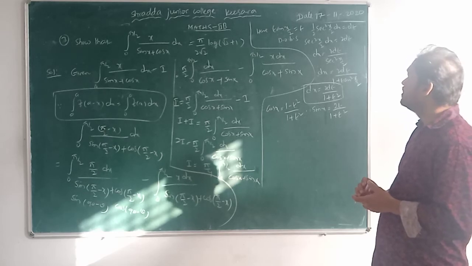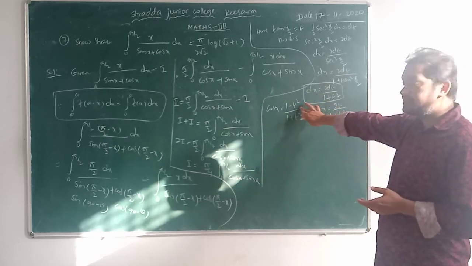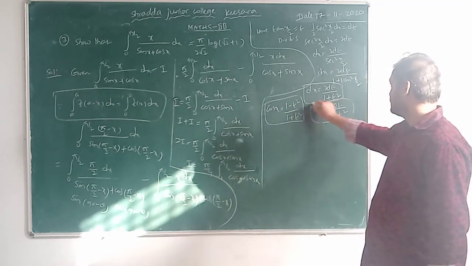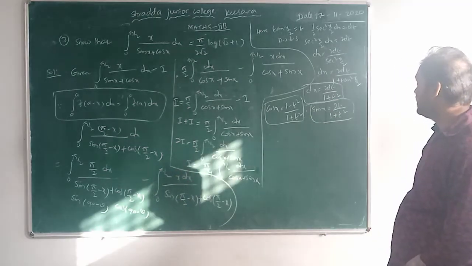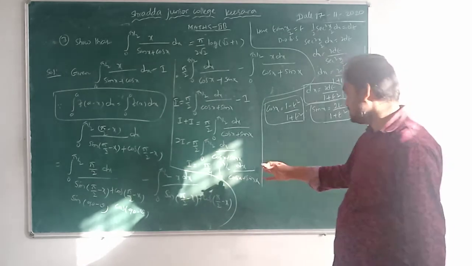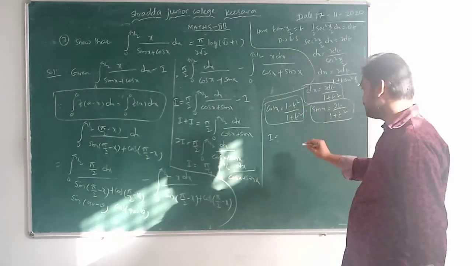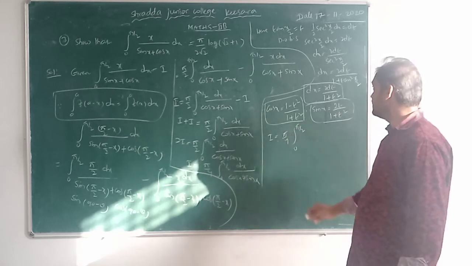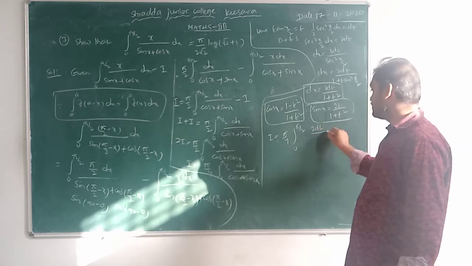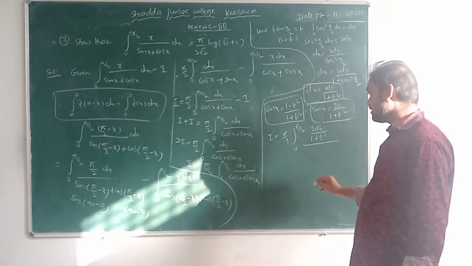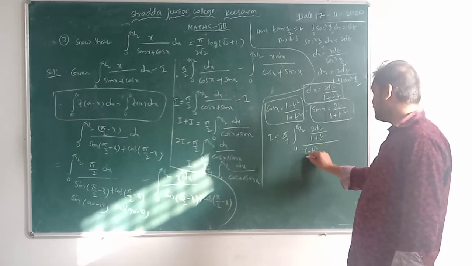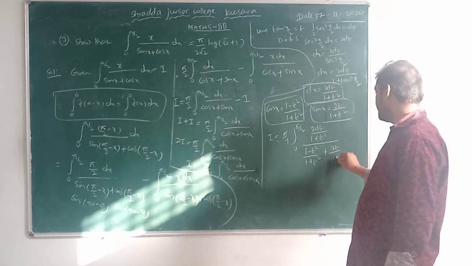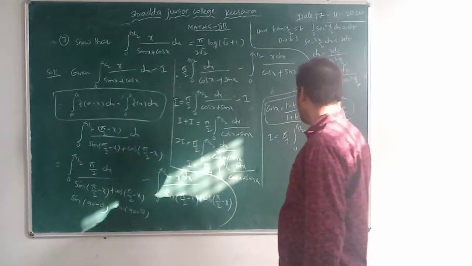We know tan x by 2 equals t. So the formula here is cos x equals (1 minus t square) by (1 plus t square), sin x equals 2t by (1 plus t square). Now apply all these formulas in this. What we are getting here: I equals pi by 4 integration 0 to pi by 2. What is dx here? dx is nothing but 2 dt by (1 plus t square), divided by cos x, that is (1 minus t square) by (1 plus t square), plus sin x, that is 2t by (1 plus t square).